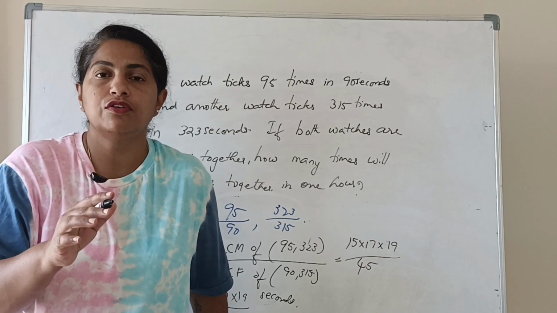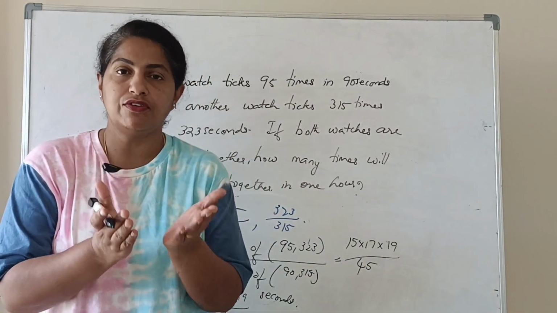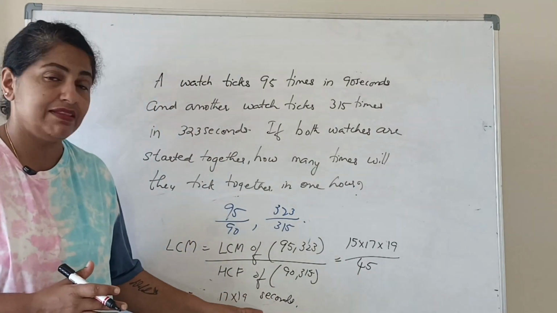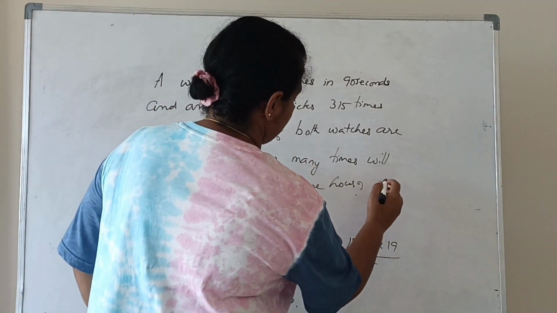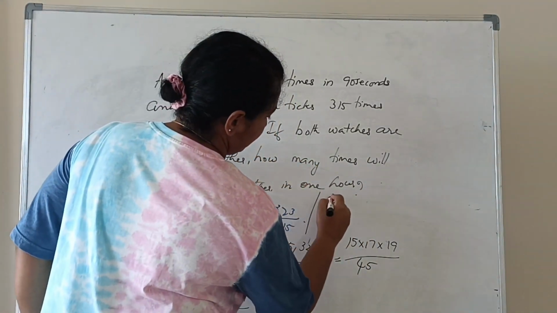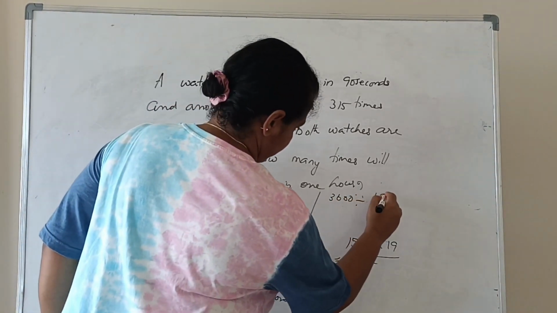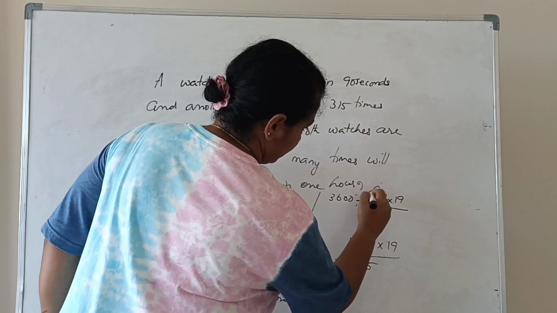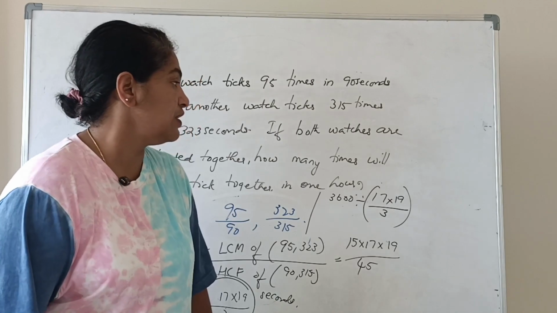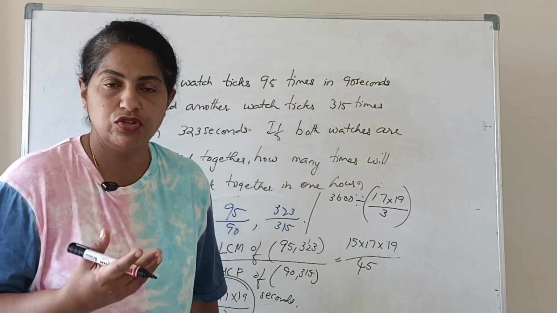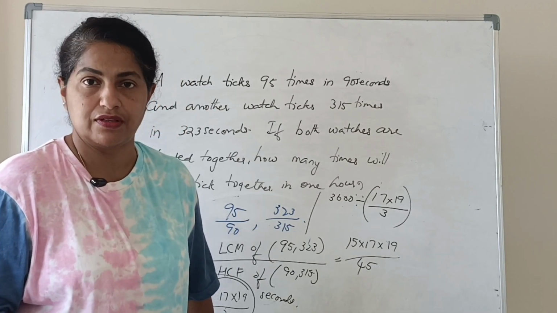Okay. Now what do we need to find? We need to find how many times it will tick together in 1 hour. So we need to divide the time of 1 hour by this LCM. So what is 1 hour? 1 hour is 3600 seconds. Okay. This divided by this particular number. So we will get the number of times both the watches are ticking simultaneously. So let us see what we are getting as an answer for this.